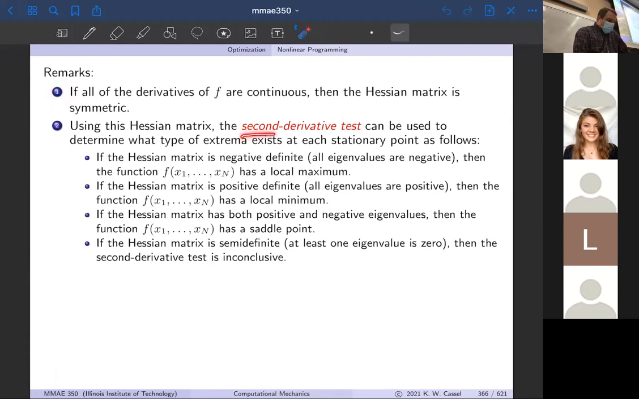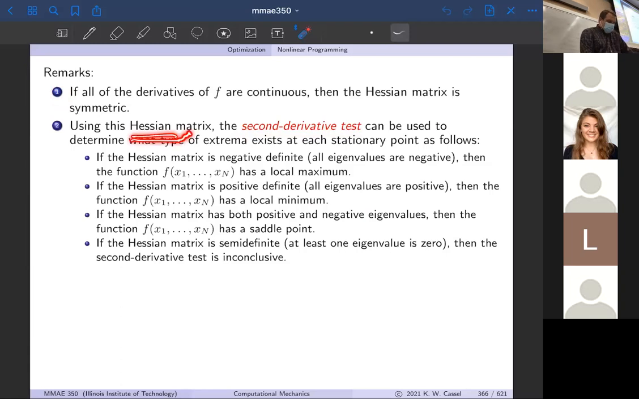Now, remember the second derivative test? That was basically checking curvatures. So in the 1D case, you find where f prime is equal to 0. That gives you all the 0 slopes. All of those are candidates for an extremum. And then to check whether one is a minimum or a maximum or neither, you check the second derivative. So you check the curvature. Is it concave up, concave down, and so forth. Now, all those second derivatives are contained in the Hessian.